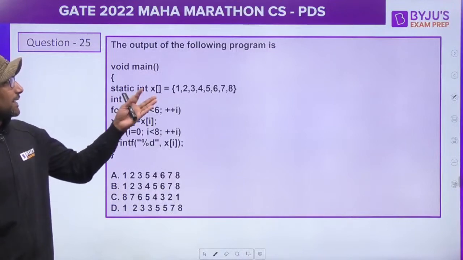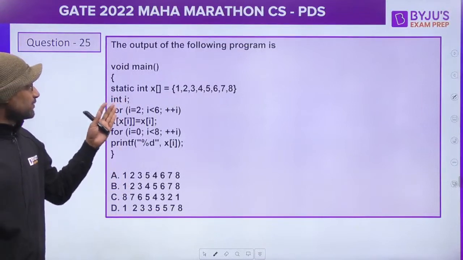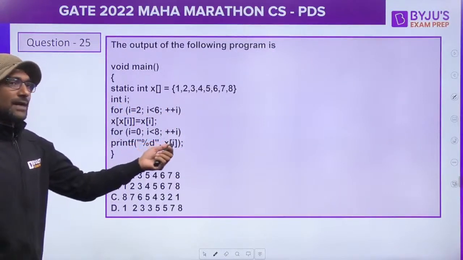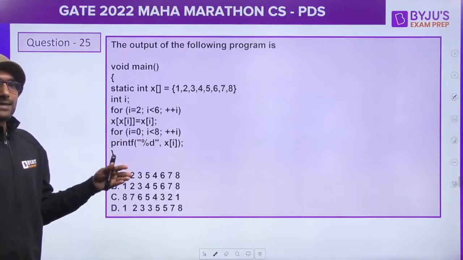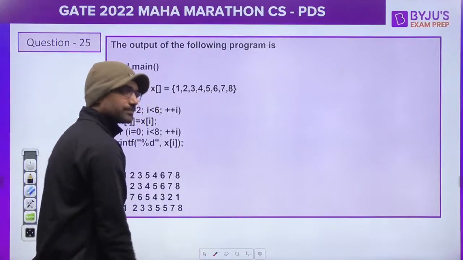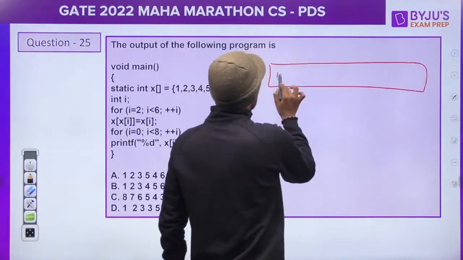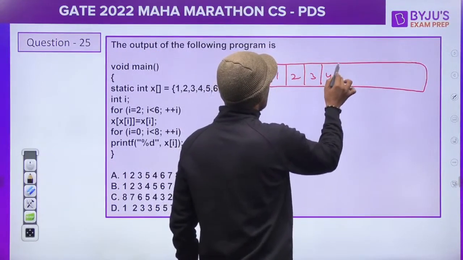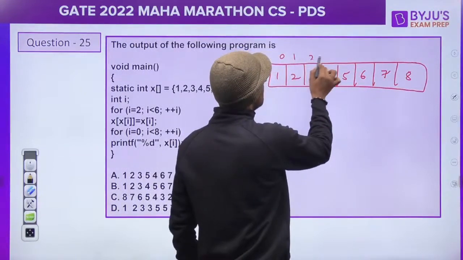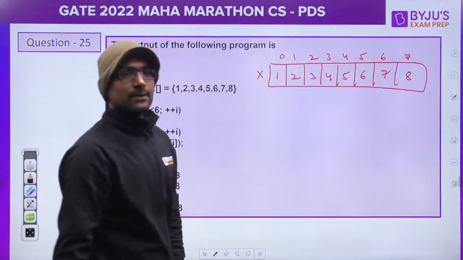Static index of x equals 1 to 8. Int I for I 2 to 6, x of I is equal to x of I, and for I 0 to 8 means the whole array is accessed and printed. So what gets printed? 1, 2, 3, 4, 5, 6, 7 and 8. These indices are 0 to 7.